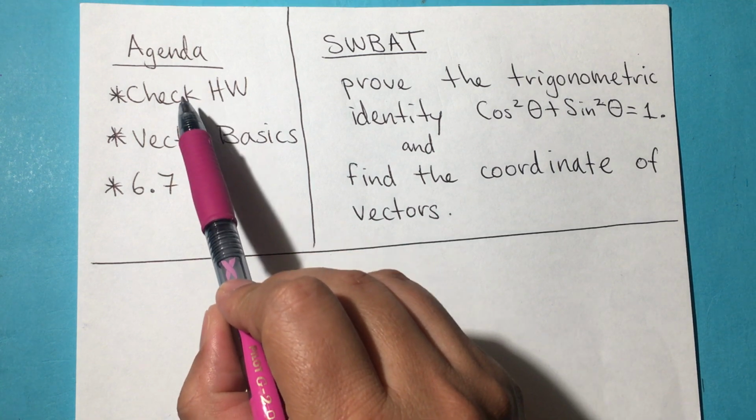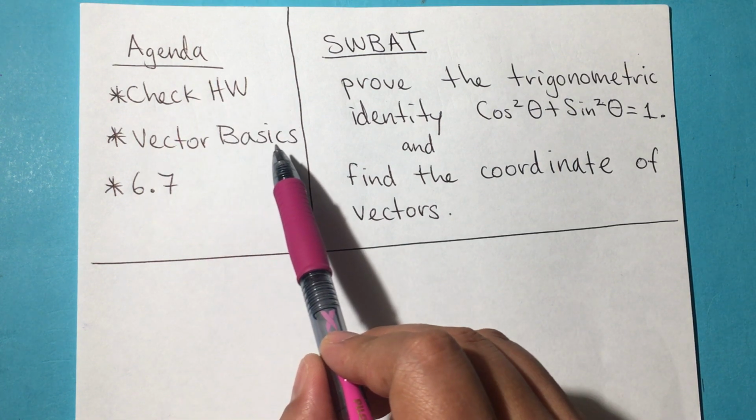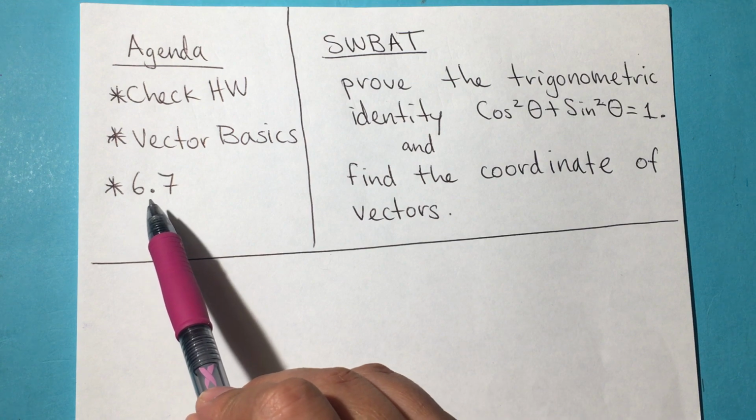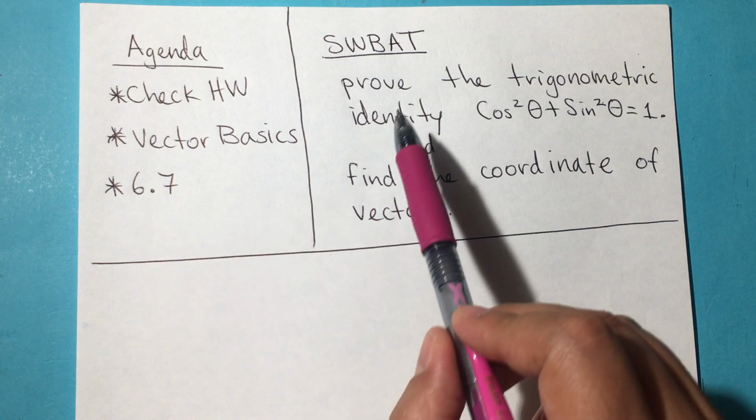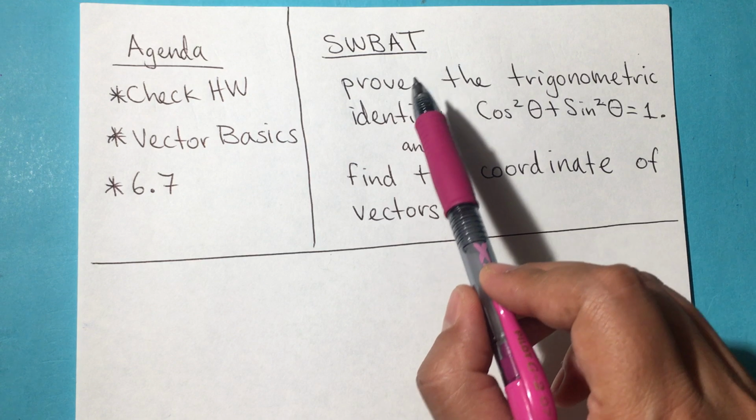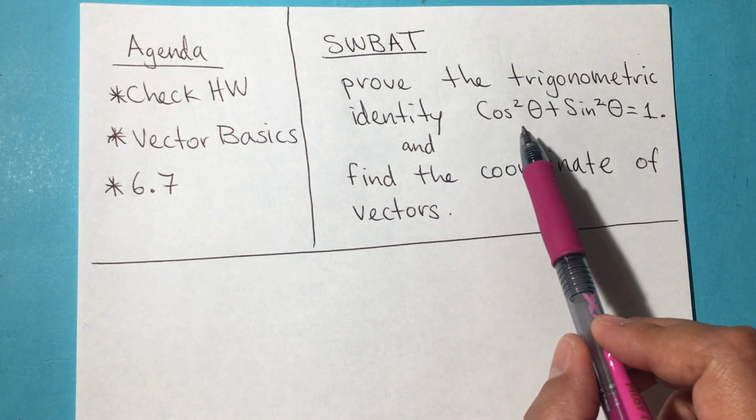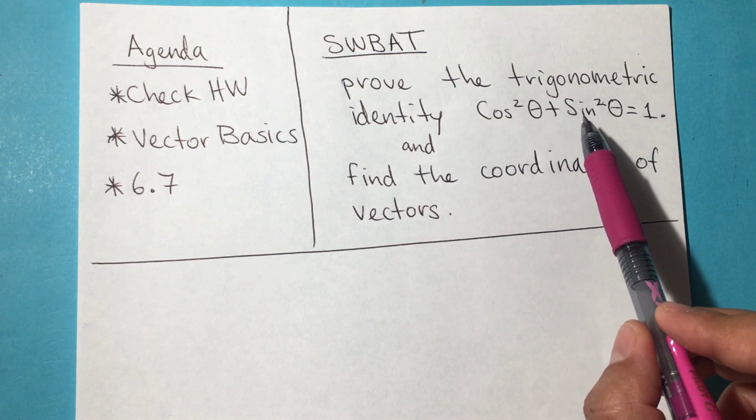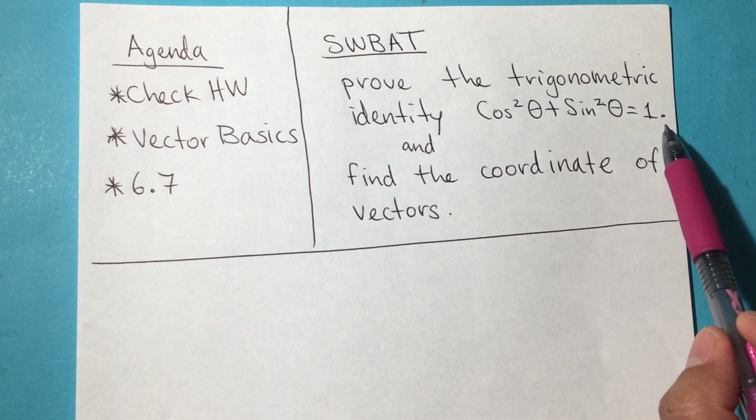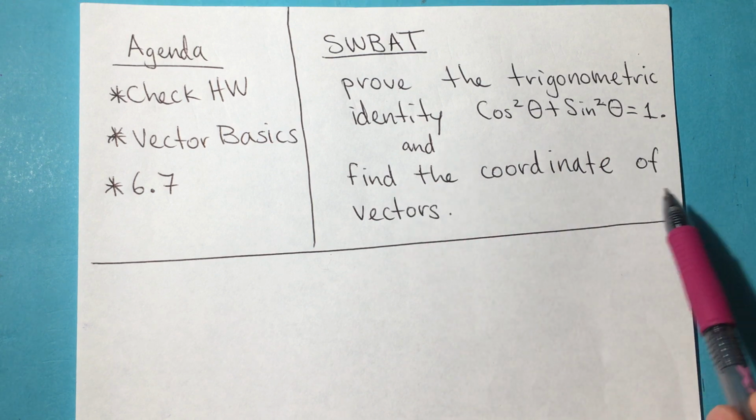Hello students, today's agenda is to check homework. We'll be learning about vector basics and you will be able to do 6.7. Today students will be able to prove the trigonometric identity cosine squared of theta plus sine squared of theta equals 1 and find the coordinates of vectors.